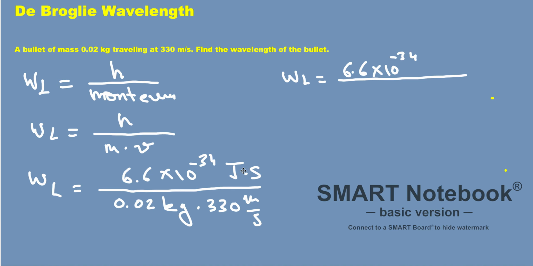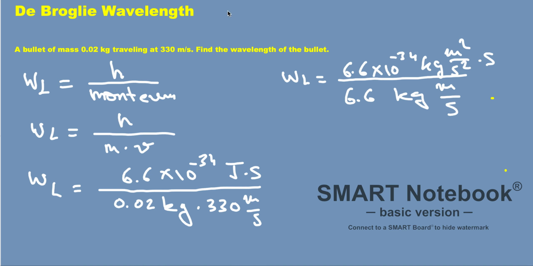The unit is a kilogram times a meter square over second square. So it is a kilogram meter square over second square times second here. And down here we can multiply 0.02 times 330, which is 6.6, and the unit is a kilogram meter per second.